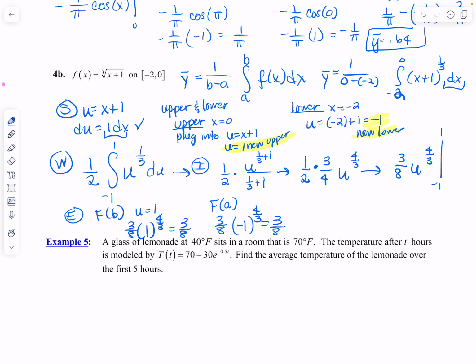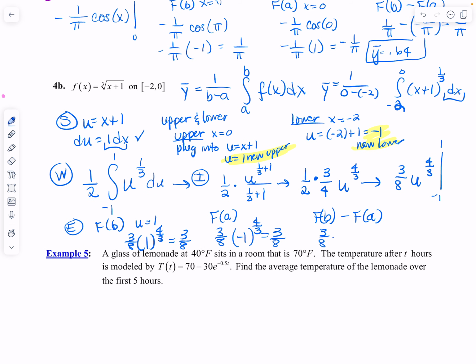So let's plug this in. F at b minus F at a. So 3/8 minus 3/8 equals 0. So the question is, that's kind of weird. So that is the average, right? The average there. So what that means is if you would go and graph that function out, you would find that half of that function is below the x-axis and half of it is above the x-axis, and that is why it is 0.